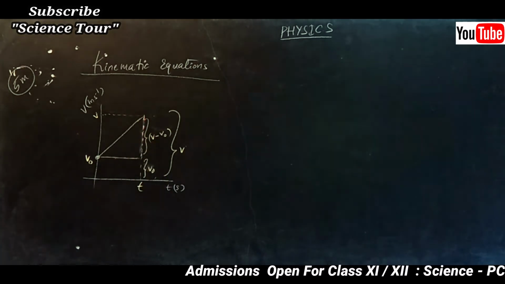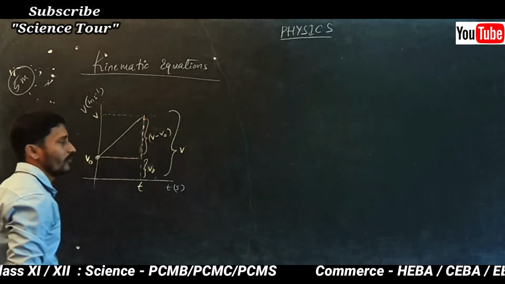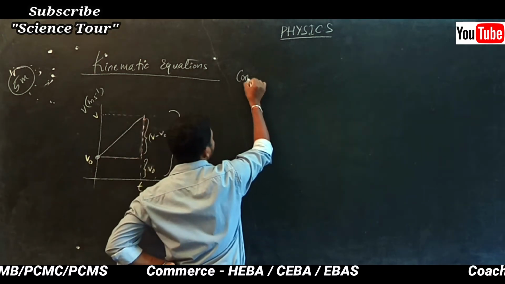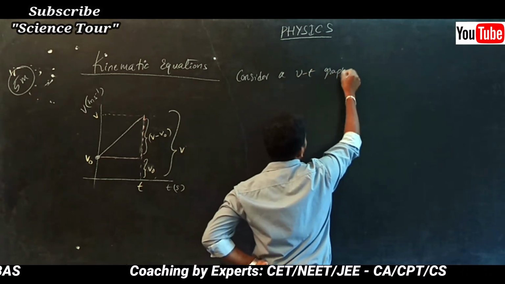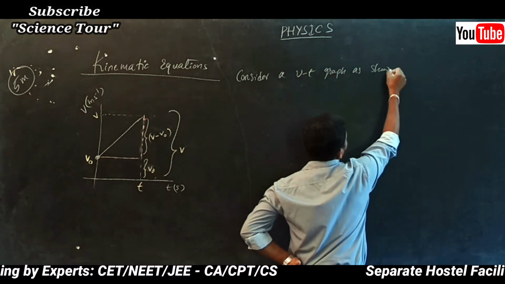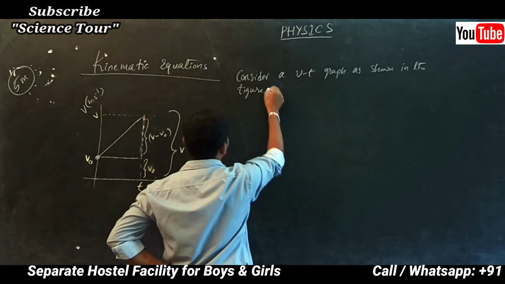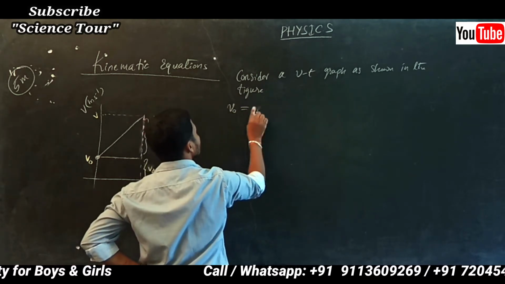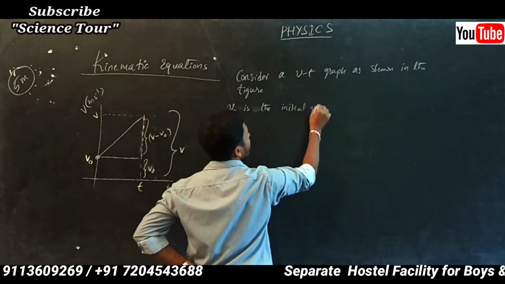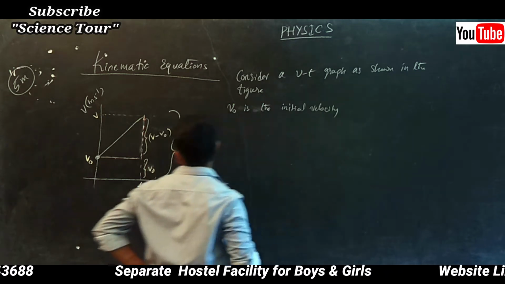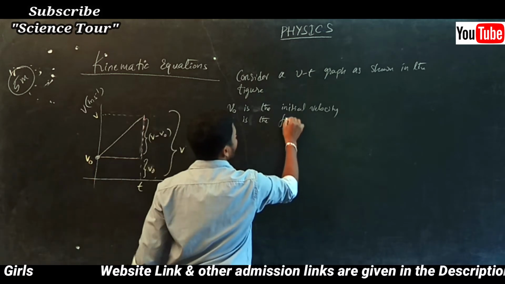This is the typical graph for an object moving with some velocity. Okay, consider a VT graph as shown in the figure, where V0 is the initial velocity and V is the final velocity.